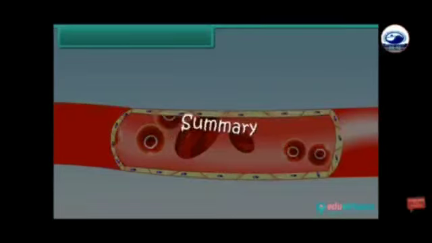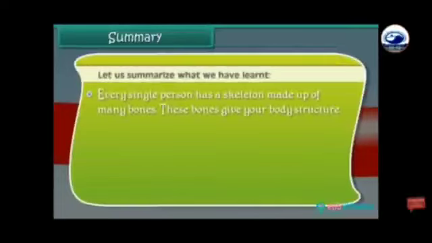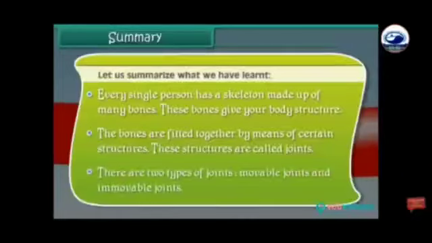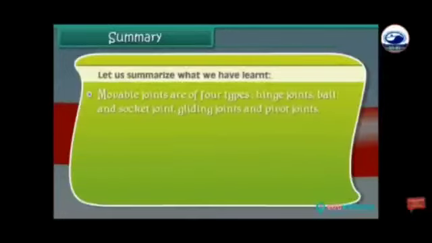Summary. Let us summarize what we have learned. Every single person has a skeleton made up of many bones. These bones give your body structure. The bones are fitted together by means of certain structures. These structures are called joints. There are two types of joints: movable and immovable joints. Movable joints are of four types: hinge joints, ball and socket joints, gliding joints, and pivot joints.